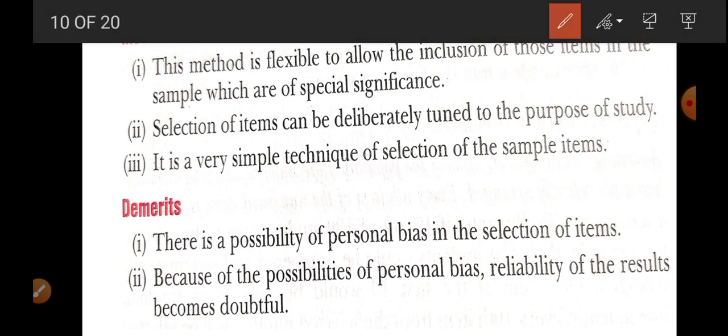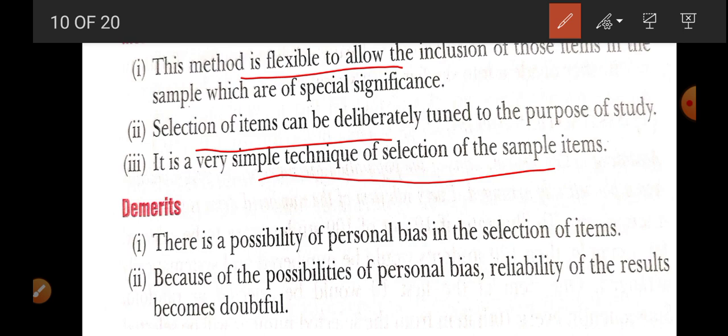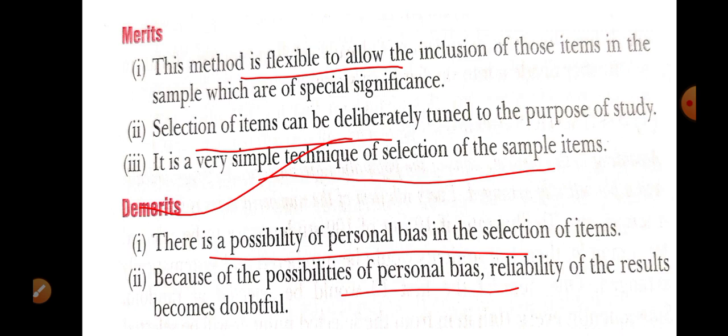Now, what are the merits? It is flexible, and there are more chances of selection of the right person. It is very simple. Like Vinny sir wants to select a cricket team. He calls those students who are interested in cricket. Now they play a game, and whoever does the best, he selects them. So this is judgmental sampling. The demerit: there is always a possibility of personal bias. And this is the biggest drawback.